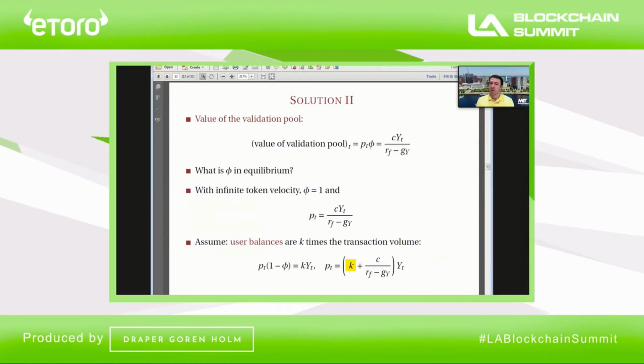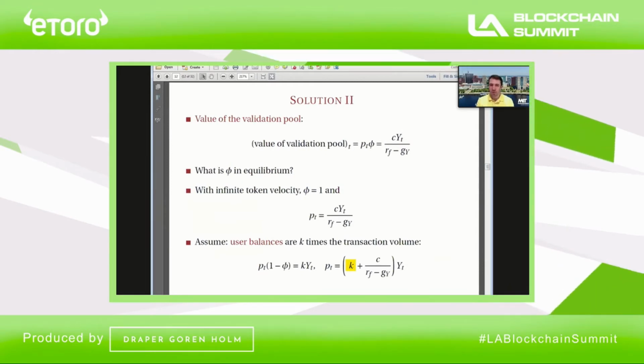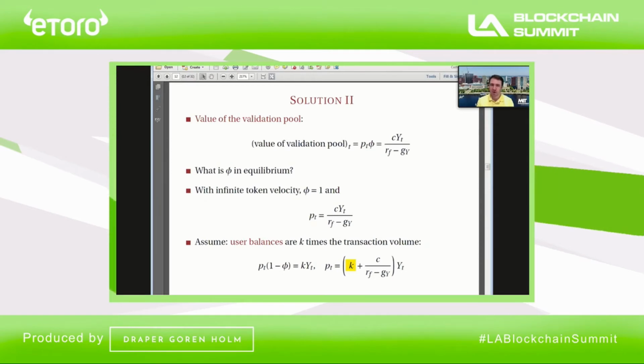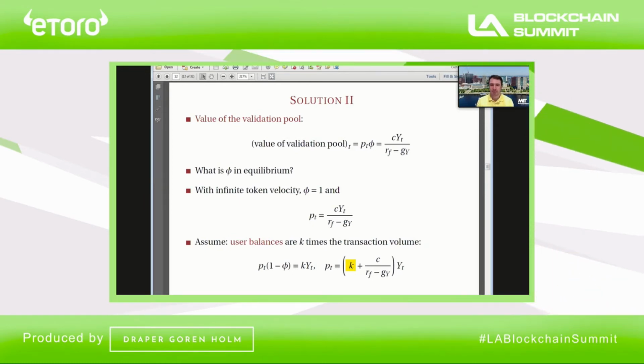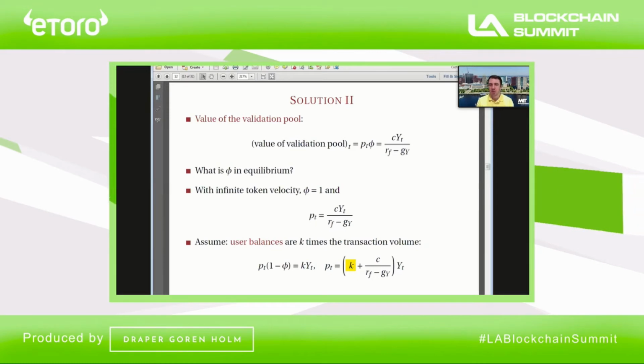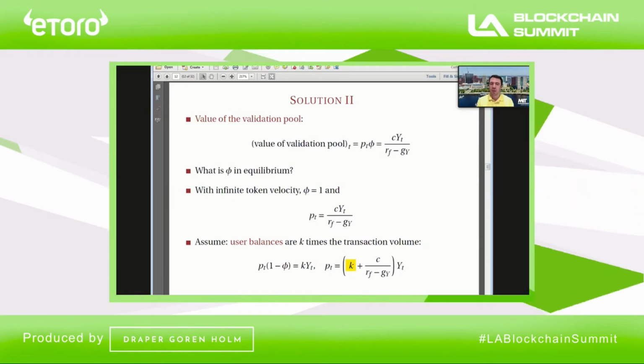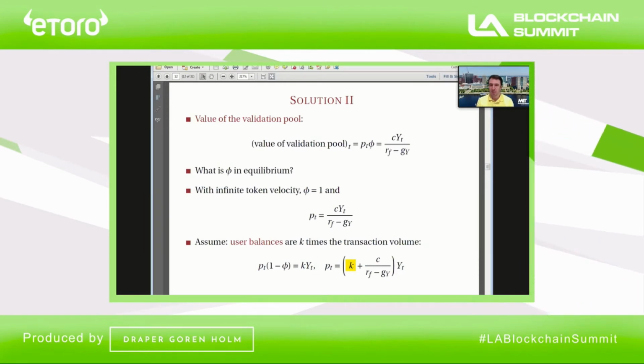So far, we computed the value of the validation pool, not the total value of tokens. The validation pool is a fraction of the total value, so it's a lower bound on the value of tokens. But to get to the exact value, we need another condition. This other condition is going to come from the assumption on the behavior of consumers. If the only people holding tokens in the system are validators, then phi is equal to 1, and what we found is the value of tokens.